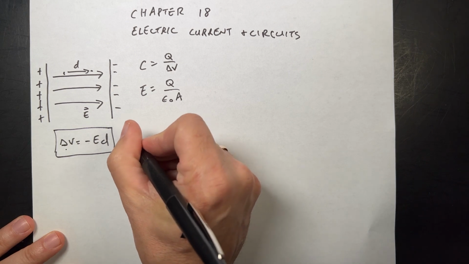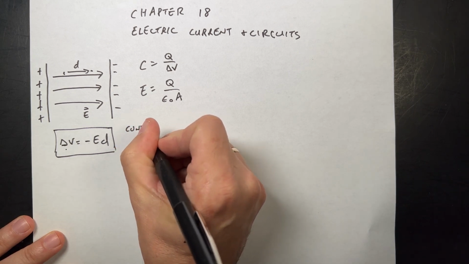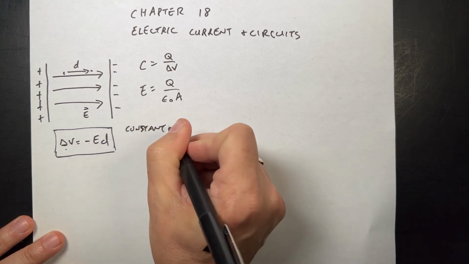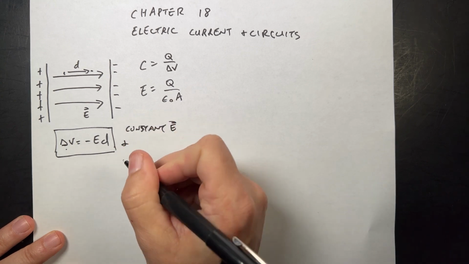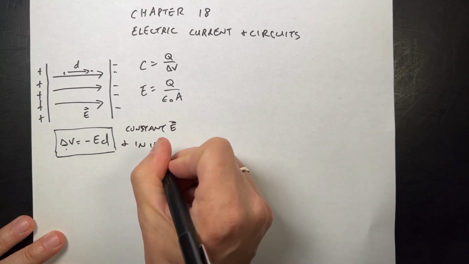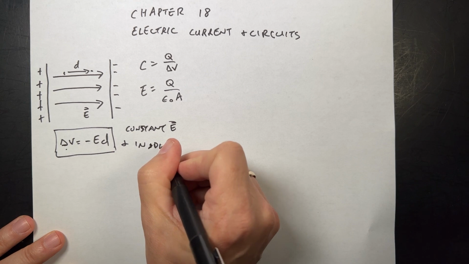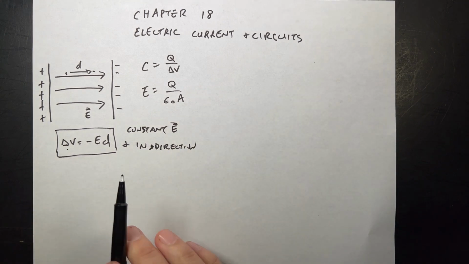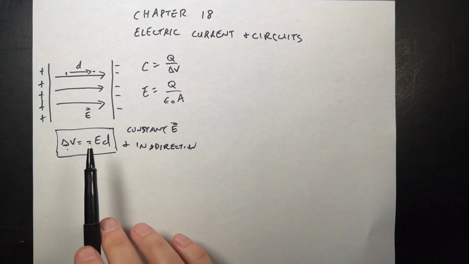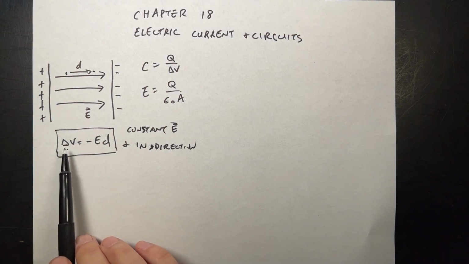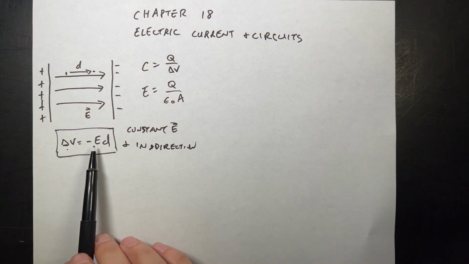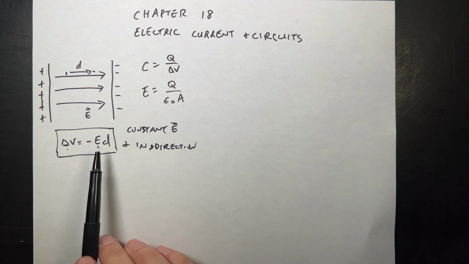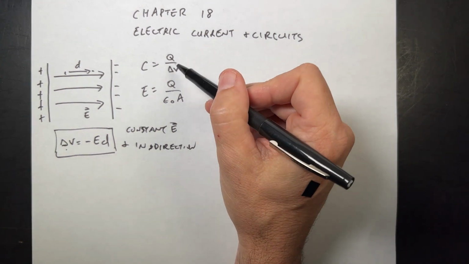And this is only true for constant E, and in the direction. Okay, so it's not always true. This is a specialized case. But then I get a drop in electric potential depending on the value of the electric field E and how far you moved. This is also going to be useful later.